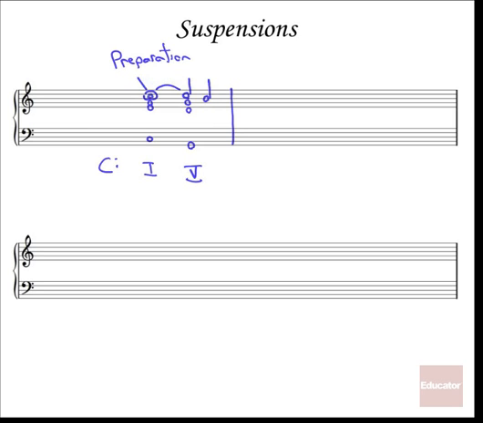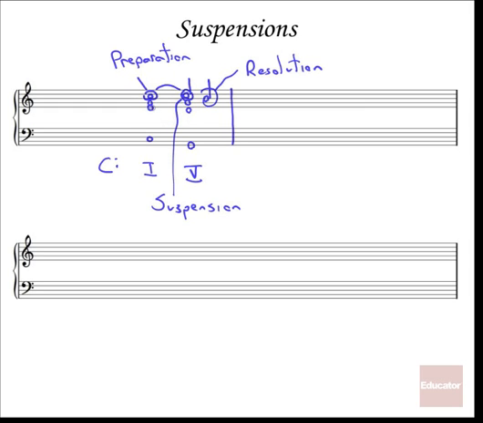So what's happening is the preparation where the C is consonant, and here is the suspension where the C is dissonant, and then this B here that finally comes is the resolution, where the voice again becomes consonant with the harmony.